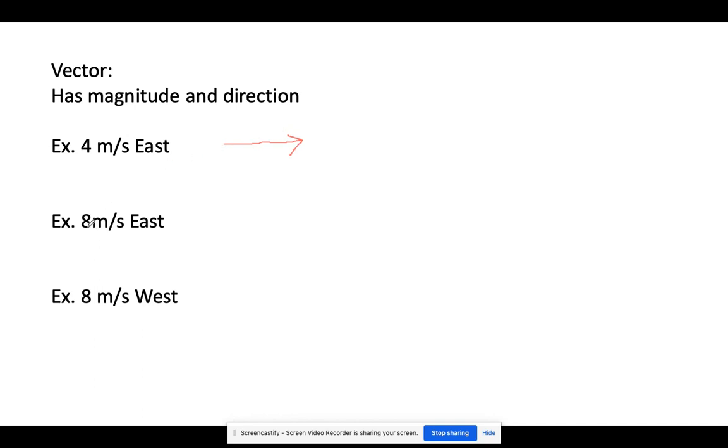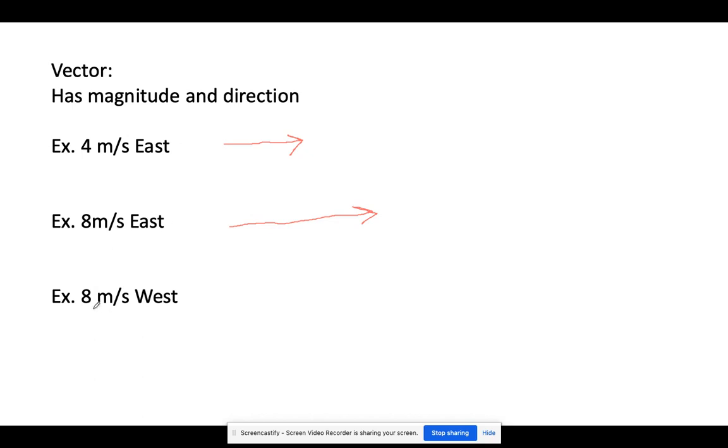If this is 4 meters per second east, then let's look at what 8 meters per second east should look like. Well, 8 is double 4, so this arrow should be twice as long, and the direction is still east, so it points the same way, but they're going twice as fast, so their arrow is twice as long. Roughly, just do the best you can.